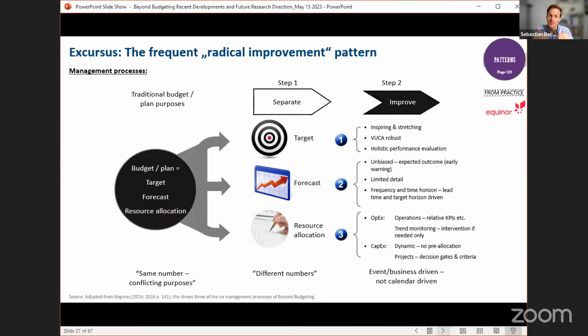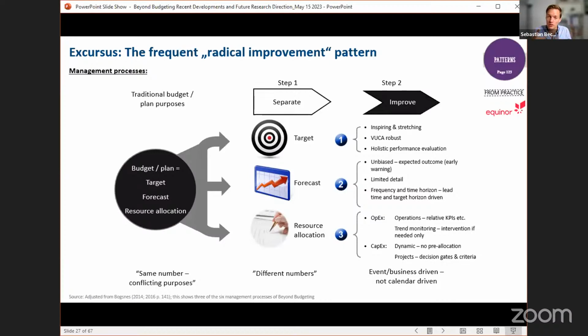So we have a forecast process which is also limited in detail and has the right frequency and time horizon for my operations. And then on resource allocation, I can also become extremely performing, right? Because I can really develop this. I can do resources. I can deal with OPEX differently than I can deal with CAPEX. I can be extremely dynamic.